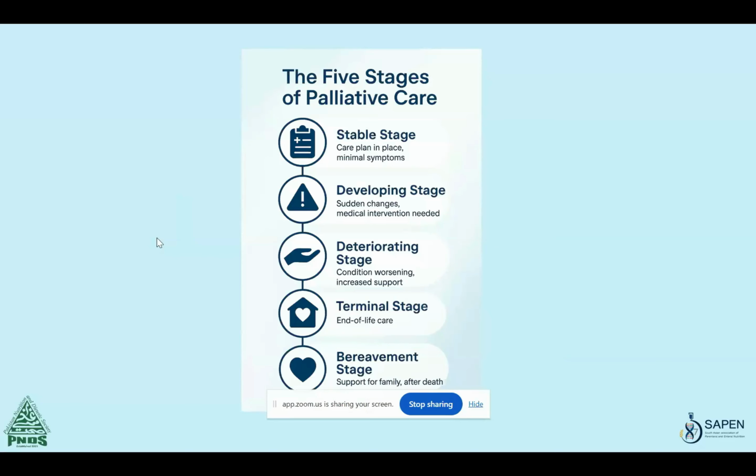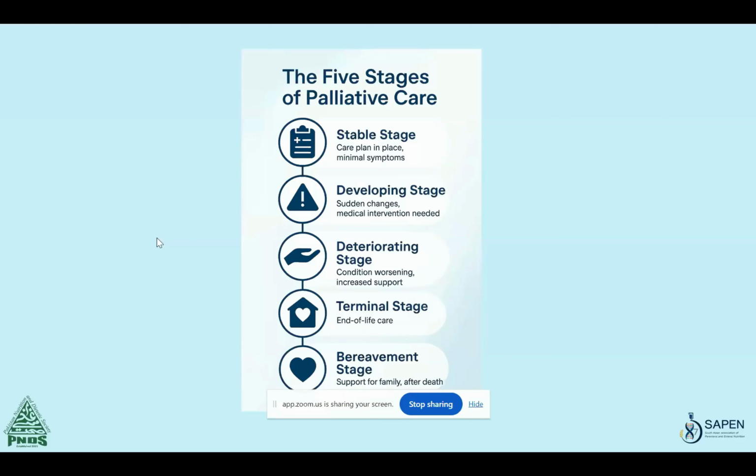The second stage is the developing stage, when there are sudden changes, medical interventions required, or maybe some treatment-related challenges. The third stage is the deteriorating stage, when the condition is worsening and increased support is required, not only increased but very careful support. The second last stage is the terminal stage, at the end of life care. And the last and most important stage, which is often neglected, is the bereavement stage, after the death of the patient.